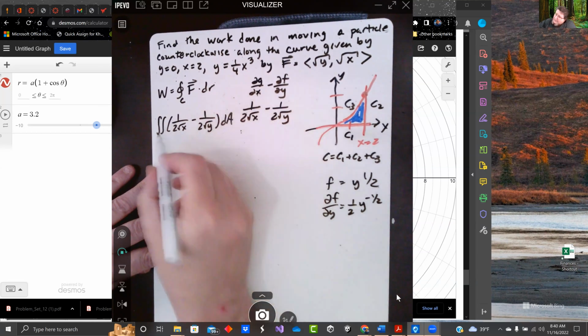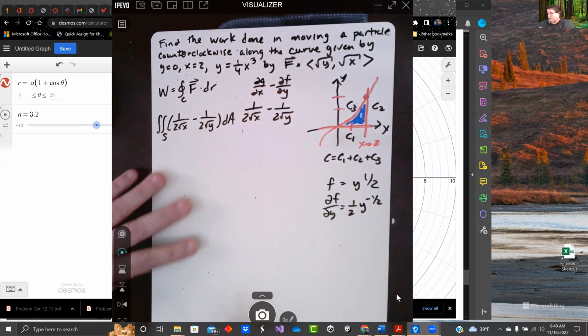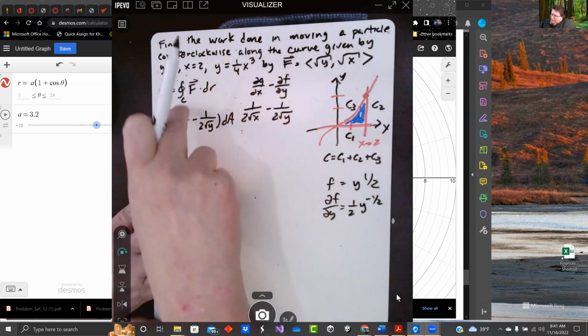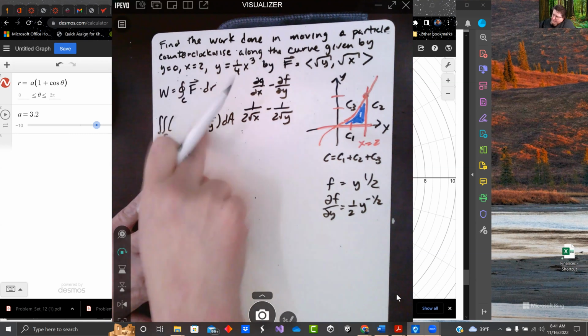For dA, or that surface, I have the square root in here. I don't like the square root on the bottom. I'm going to move it to the top and use negative exponents.